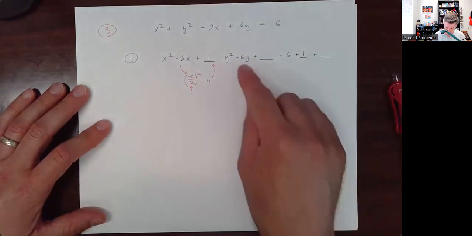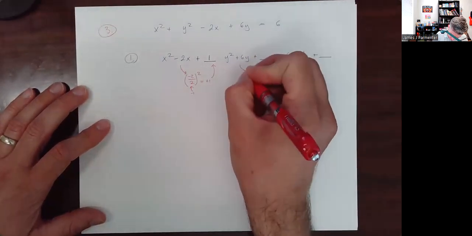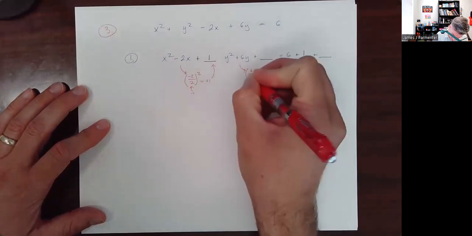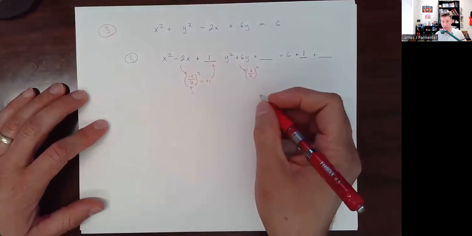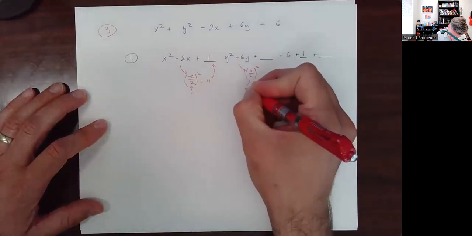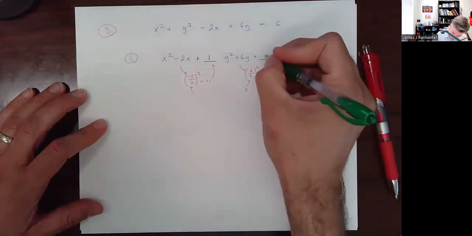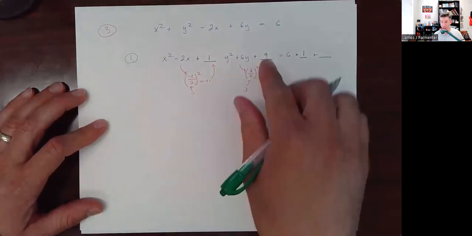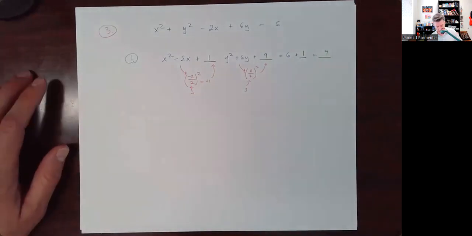Same deal over here. We're going to take the coefficient of y, which is positive 6. We're going to divide it by 2, always by 2, and we're going to square it. 6 over 2 is 3. 3 squared is 9. So we're going to put a 9 up in there. Sorry, I said we're going to throw up, and it sounded gross. I heard it in my head. No, that sounds terrible. Okay.